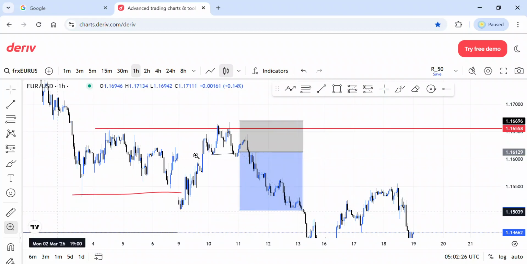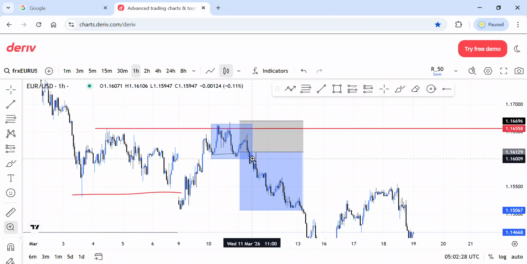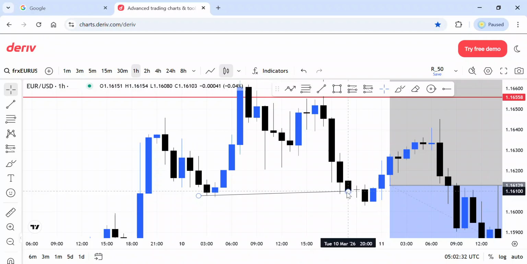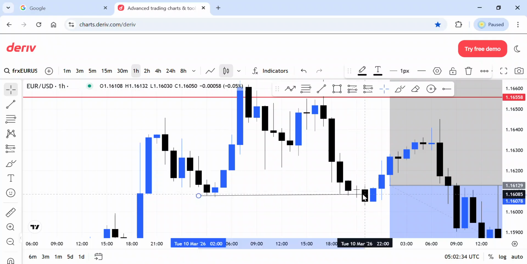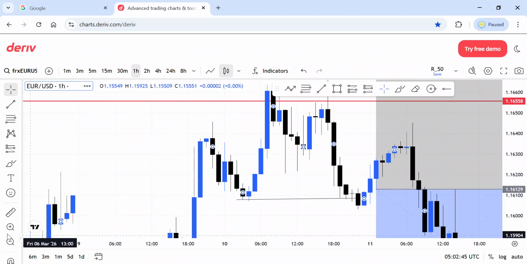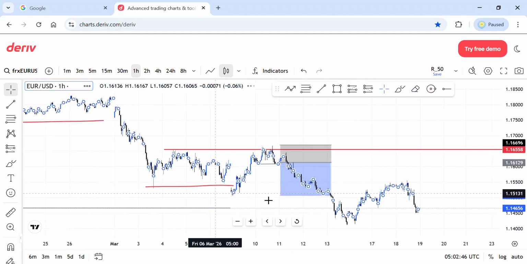Let me zoom in. I need to see the candle close. Can you see? So this black candle closes below this low. So that is a valid major choke. Are you getting me? That is a valid major choke right there. So the market just gave us a choke. Then you can sell. Are you getting it, to the downside?